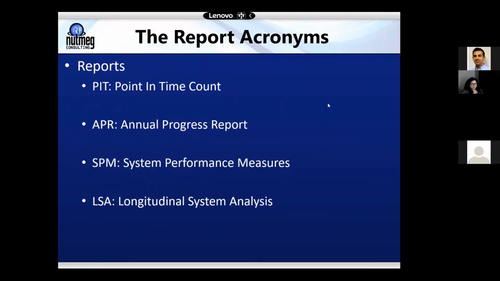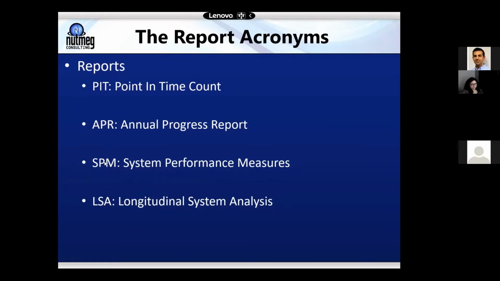Report acronyms, as we talked about just a second ago. PIT, point in time count, most of you are familiar with that. The APR, annual progress report, probably too familiar with that one. SPM, system performance measures, and LSA, longitudinal system analysis. This used to be called AHAR, annual homeless assessment report, which is a very nice name, nice acronym. Now being called LSA, longitudinal system analysis, is not as friendly or fun to say.